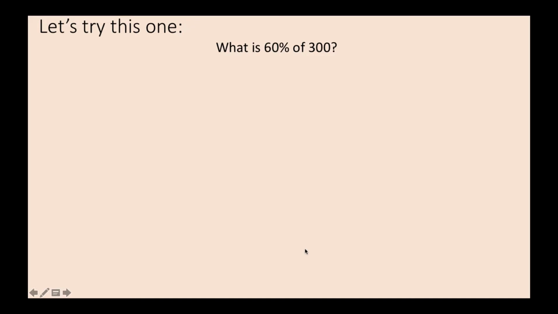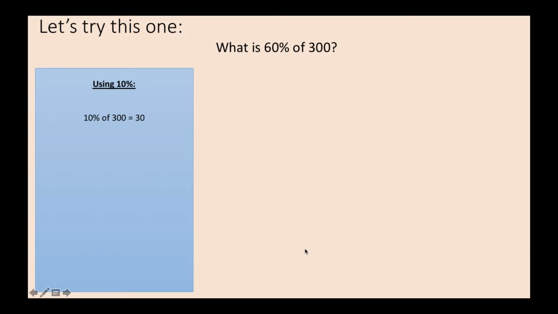Okay, so let's try this one. What is 60% of 300? So we're going to go through all 3 methods now. So 60% of 300, let's look at using the 10% method for this one. So I know that 10% of 300 is 30, because whenever I find 10%, I just take off the 0 on the end. Okay, either that or I go back 1 decimal place. But there is a video on dividing by 10 and 100 and 1,000, so I suggest you watch it. 60% means then that I'll take my 10%, my 30, and I'll times it by 6, and it gives me 180. So that's my answer.